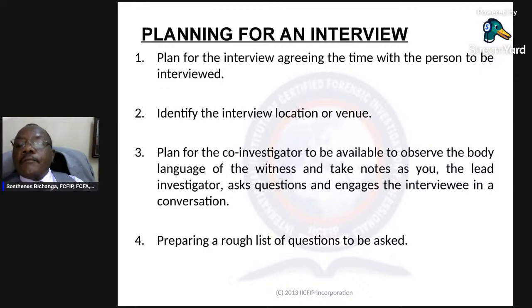There must be a plan which will involve the timing of the interview. What is the agreed time? We have to plan for the agreed time with the person to be interviewed. That has to be planned for and agreed between the interviewee and the interviewer. Number two, during the planning stage, we are supposed to identify the interview location or venue.